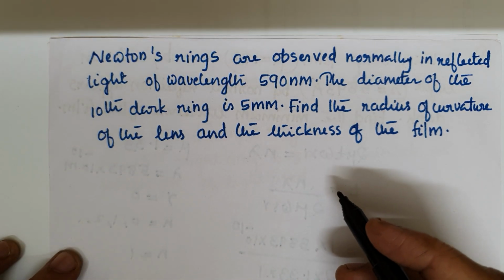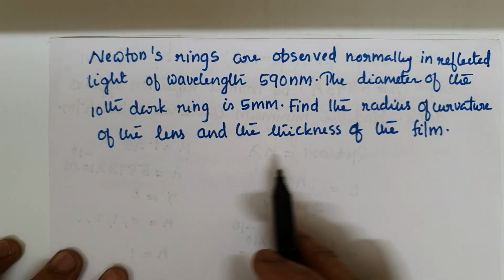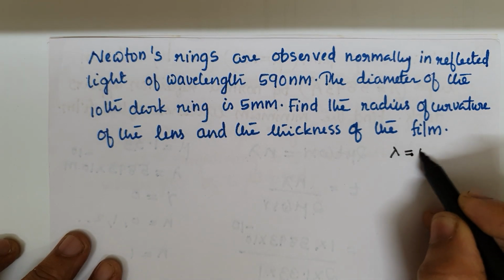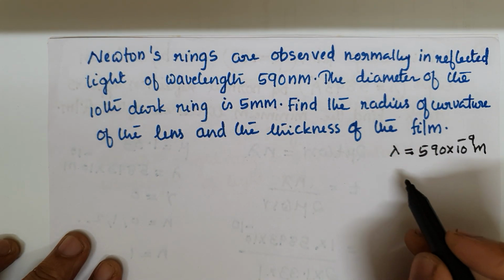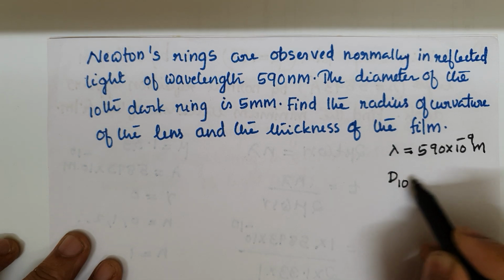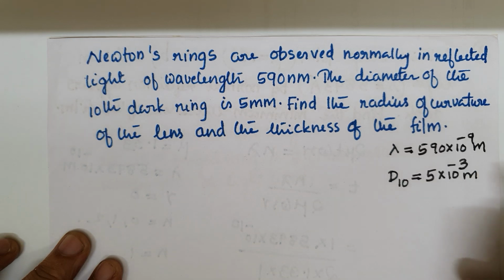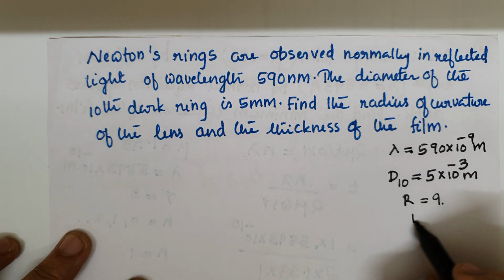Newton's rings are observed normally in reflected light of wavelength 590 nanometer. The diameter of the 10th dark ring is 5 millimeter. Find the radius of curvature of the lens and the thickness of the film. So here lambda is given. It is 590 into 10 raised to minus 9 meter. The diameter of the 10th dark ring D10 is 5 millimeter, that is 5 into 10 raised to minus 3 meter. Find the radius of curvature R and the thickness of the film T.